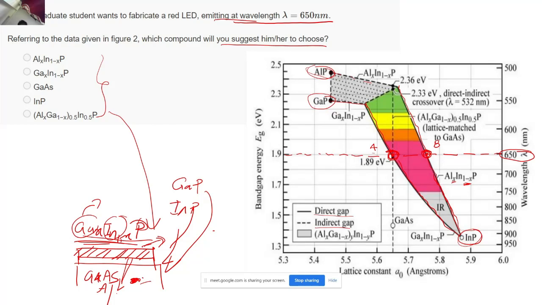Okay, sure. So a student wants to fabricate a red LED, and it should be emitting light of wavelength around 650 nanometer. This 650 nanometer is present over here. What they are asking us is to refer to this diagram of the lattice constant and the band gap energy, and choose the compound which will help us emit light having a wavelength of 650 nanometers. I marked a horizontal line corresponding to 650 nanometers, and based on this diagram we got two intersection points.